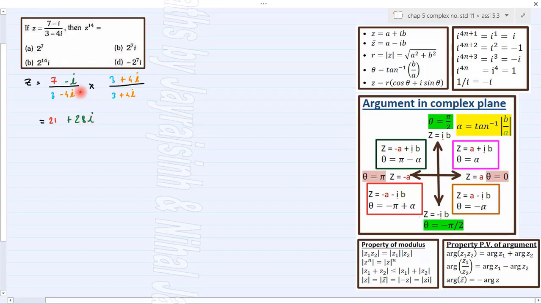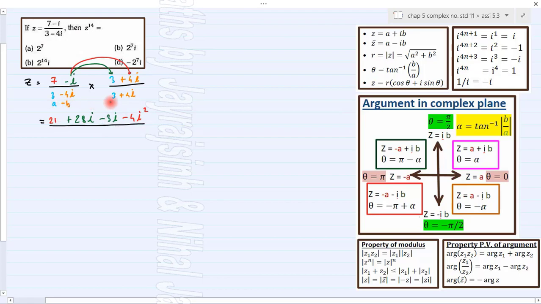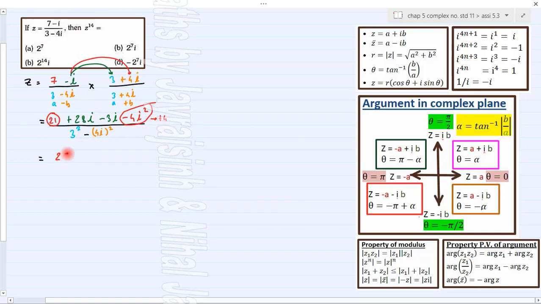then minus i into 3 will give us minus 3i, and minus i into 4i will give us minus 4i square. And in the denominator, we have a minus b and a plus b form, which will give us a square minus b square. Now let's collect the real part. 21 and this minus 4i square will become plus 4. So we will get 25.